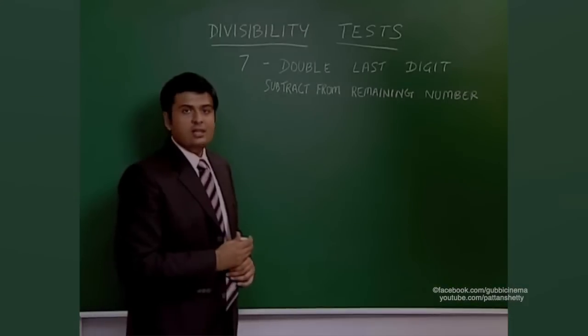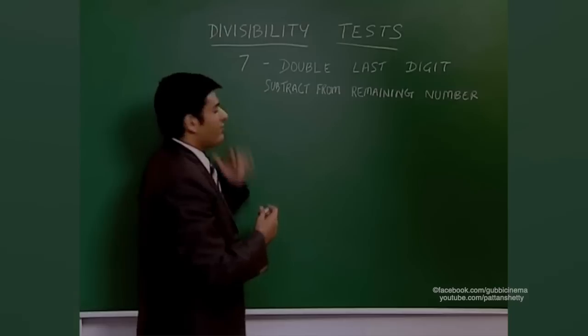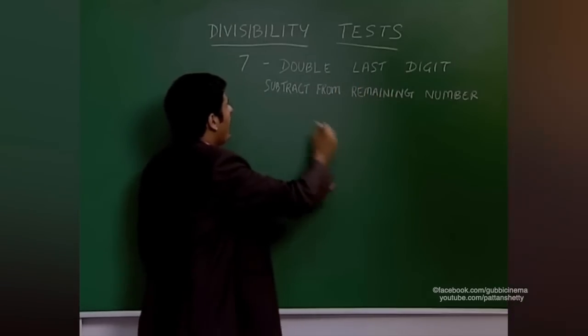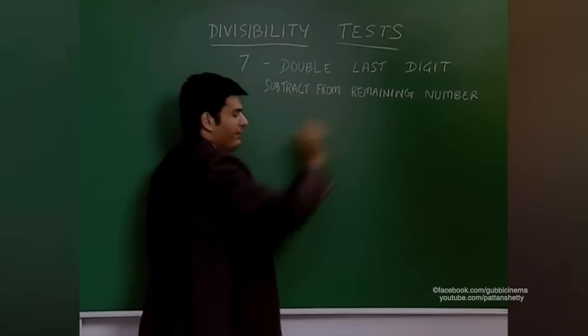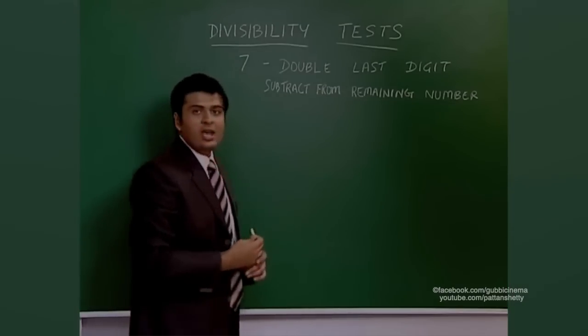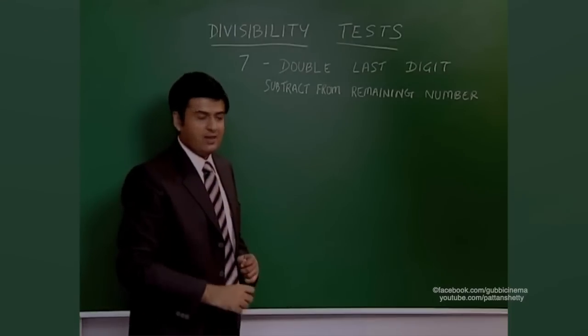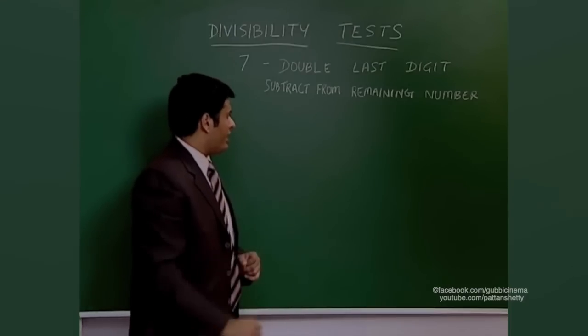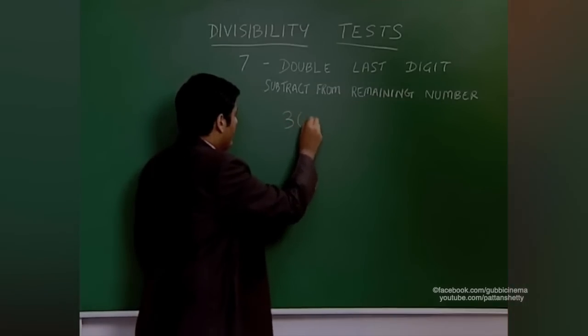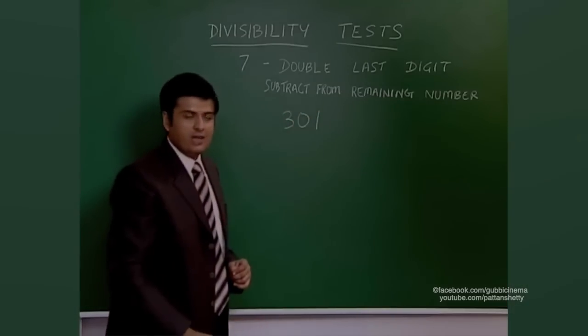Now friends, let us study the divisibility test of 7. The rule says double the last digit and subtract from the remaining number. If whatever is left is divisible by 7, then the whole number is divisible by 7. Let us check. Suppose I want to see whether 301 is divisible by 7.